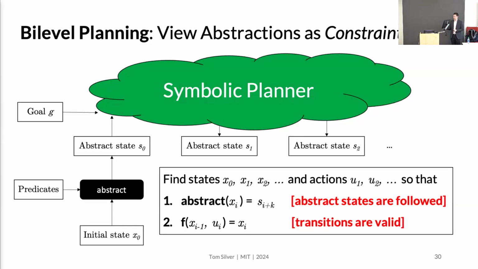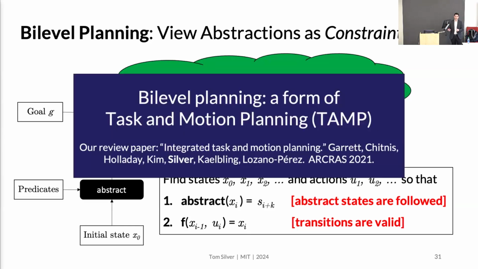Yeah. Very good. So altogether, this is a sort of bilevel planning because we're doing this symbolic planning at the high level, and we're also doing this inner continuous planning at the lower levels. And this is one kind of a broader family of techniques called task and motion planning. And we have this survey paper on task and motion planning if you'd like to read more about it.